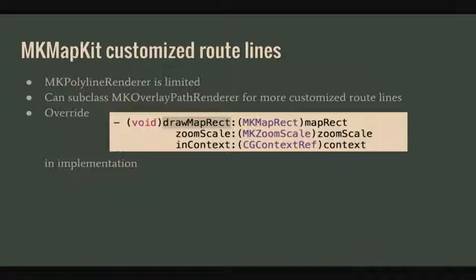So if you want to make your own path, you can just subclass overlay path renderer and construct your own path in there by just taking all of the points out of the polyline that's returned to you in the server call. And you can override draw map rect, add a border in the context, add all sorts of fancy things, and kind of make your route line your own.